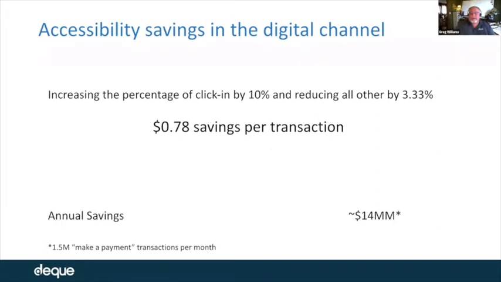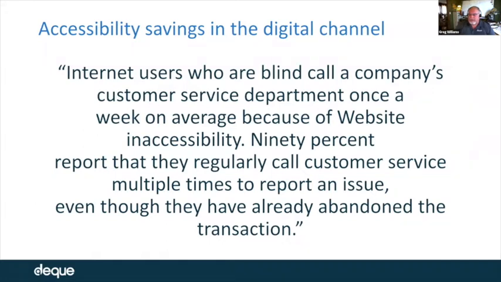The other thing we see too, from another study that we commissioned and talked about some last year, is that internet users who are blind are calling companies' customer service departments, and they're calling over and over when they have issues where they're unable to achieve whatever purchase or transaction they want to achieve. It's multiple times, and many times they're calling even if they've already abandoned the transaction, because it's persistent. This is something that should be available to them, and they're trying to contact you to help them get this done, but this is a cost to you. Every single call that comes in is a cost. So again, savings in those digital channels, moving things over there, are definitely going to help.